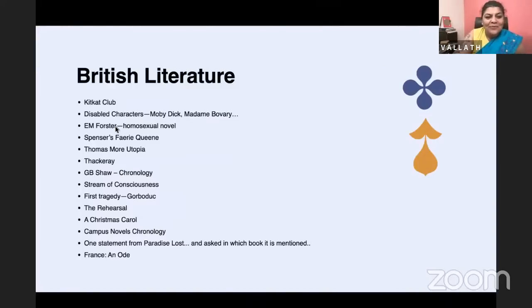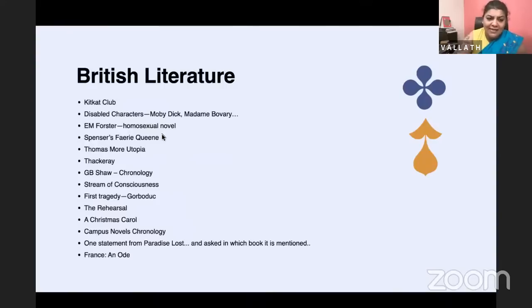I'm so glad. And also there was a question on which of the following novels has a disabled character, where we had options from Moby Dick, Madame Bovary, A Christmas Carol, and E.M. Forster's homosexual novel, that is Maurice. Questions based on Fairy Queen, Utopia, Thackeray. They were not very tricky questions for people who have studied on their own really well.